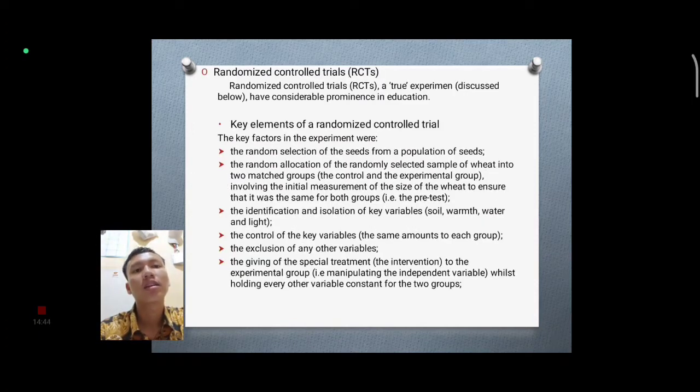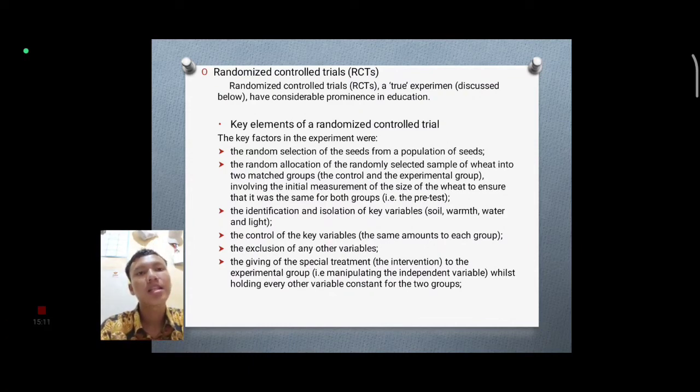Randomized controlled trials. A randomized controlled trial, a true experiment, is discussed below, as it has considerable prominence in education.